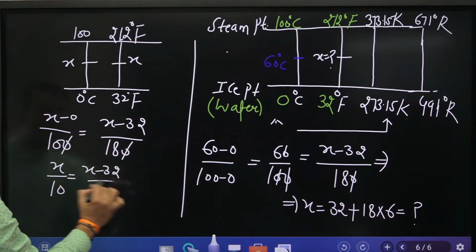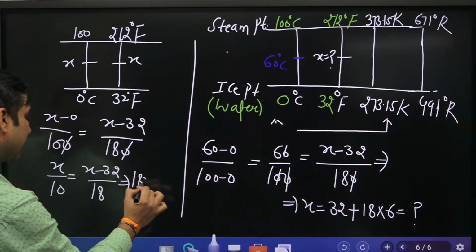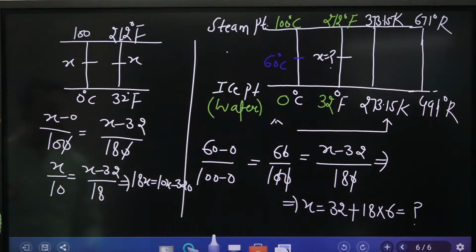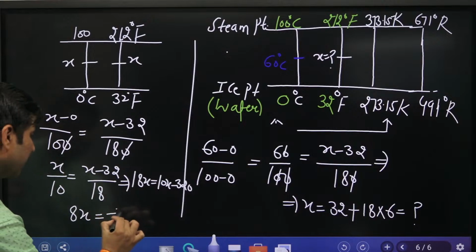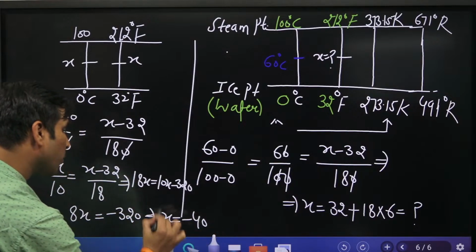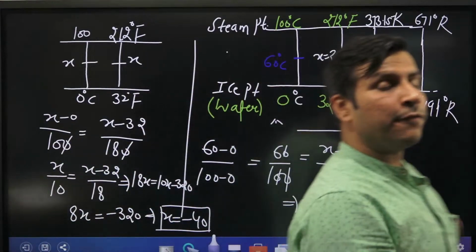minus 32 by 18. Further if you solve this, guys, you will get 18x equal to 10x minus 320. So further if you solve this, you will get 8x equal to what? 8x equal to minus 320, or you will get x equal to minus 40. So minus 40 degrees Celsius is equal to minus 40 degree Fahrenheit.